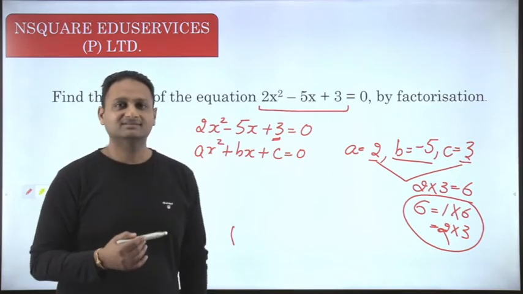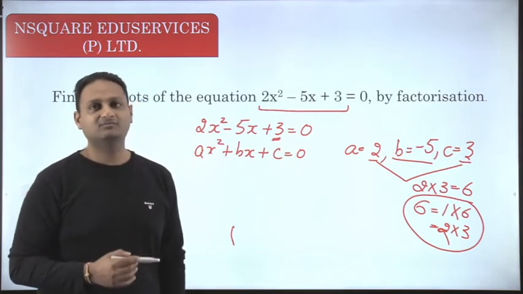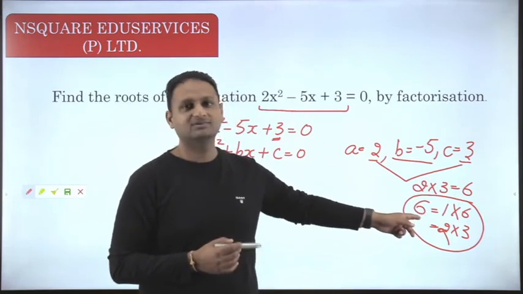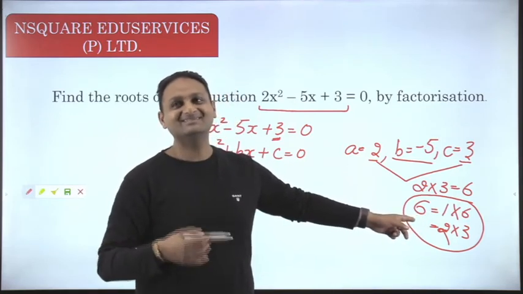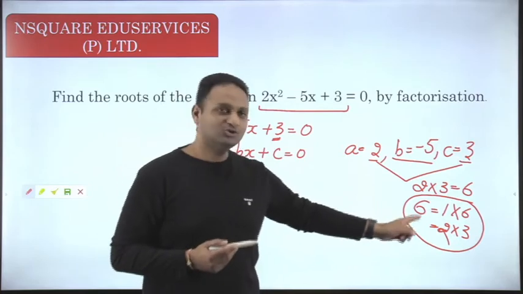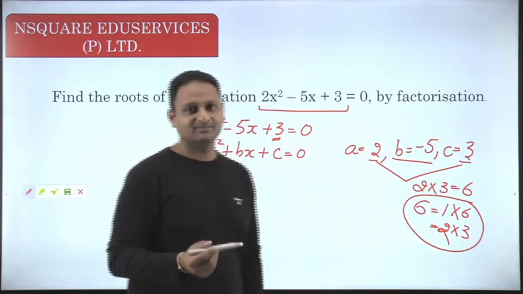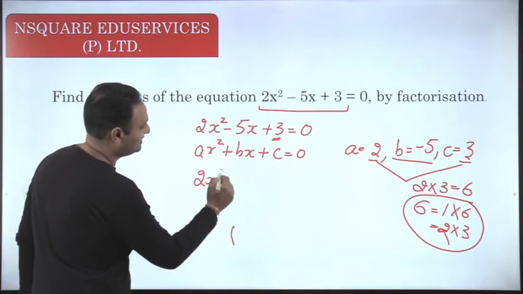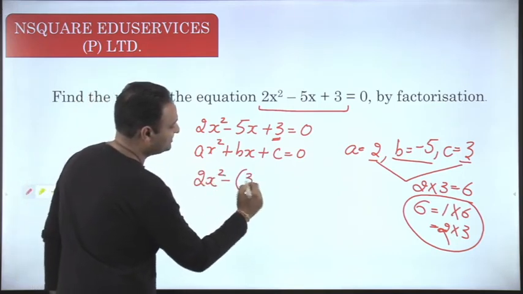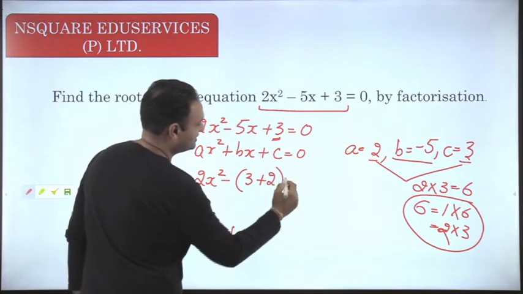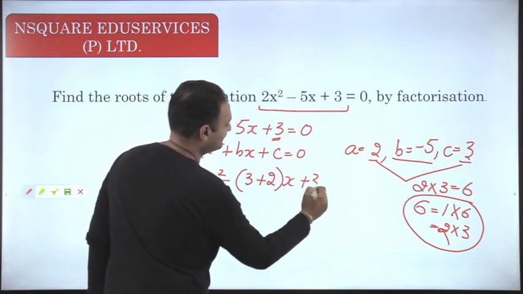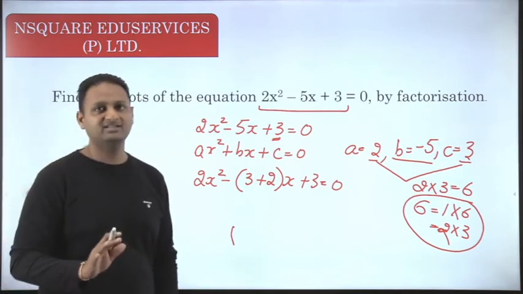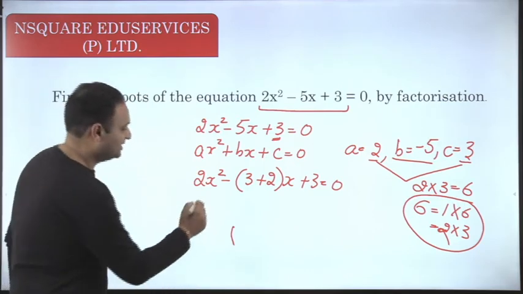Now I want you to answer this. Which one of these has a sum of 5? Is it 6 plus 1? No. Its sum is 7. Is it 2 plus 3? Yes, its sum is 5. So we will take 3 and 2. We simply will write 3 plus 2 in place of 5 and keep everything else the same. Won't make any change to the equation.